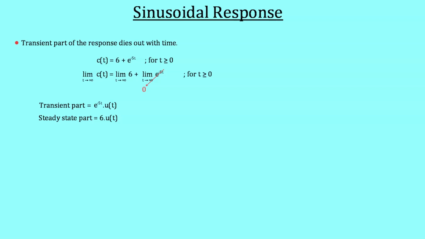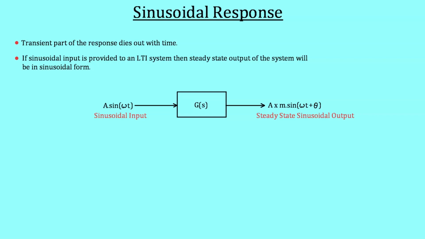Transient response actually dies out for all inputs even if the input is not a sinusoidal signal. But we have a special property with respect to steady state output, which is if the input is of sinusoidal nature, then the steady state output will also come out in a sinusoidal form. The system may provide a phase shift as well as a change in the amplitude, but still, the general form of the steady state response will be of sinusoidal nature.